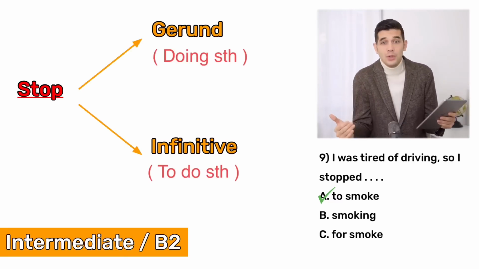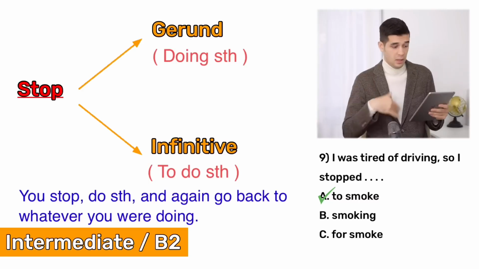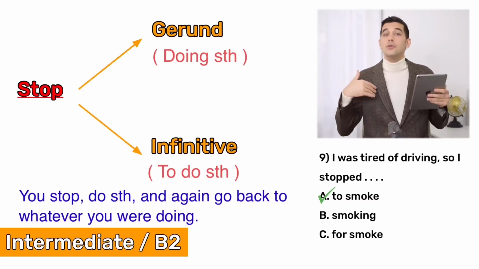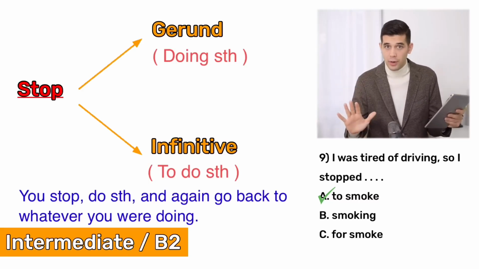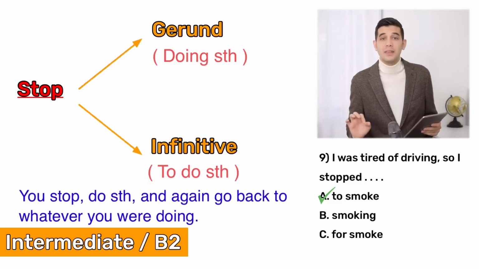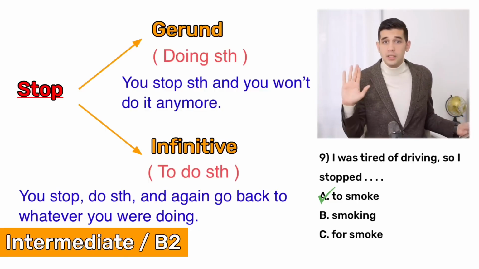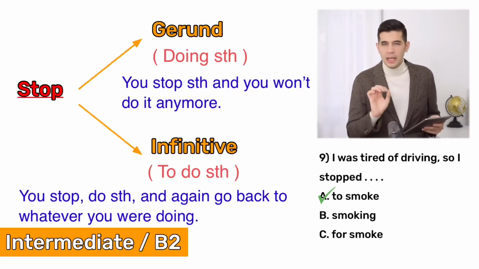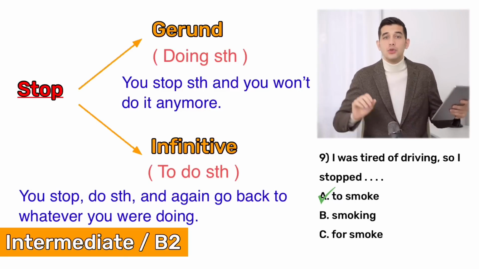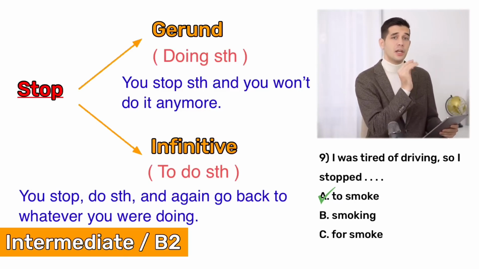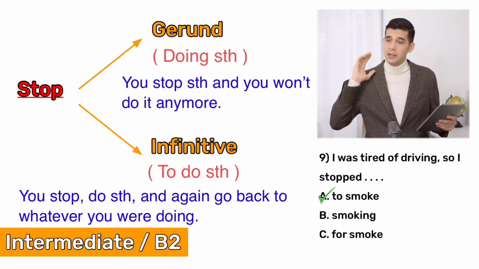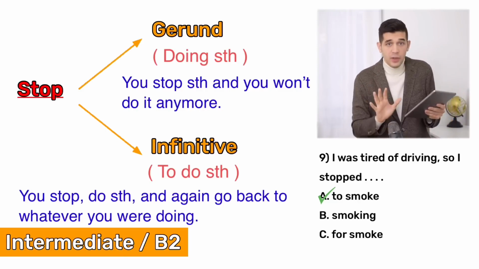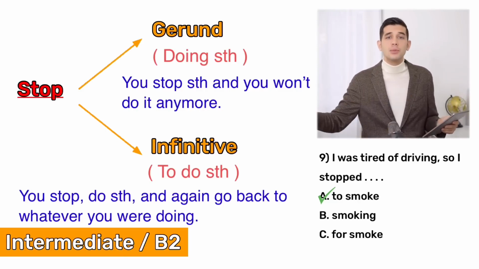If you stop to do something, you stop, you do it, and then you get back to whatever you were doing before. But if you stop doing something, you stop it. You won't do it anymore. That's it. You have stopped doing it. Now, if you stop to smoke, it means you stop, you light up a cigarette, you smoke, and then you keep going. But if you stop smoking, it means you will never smoke again.